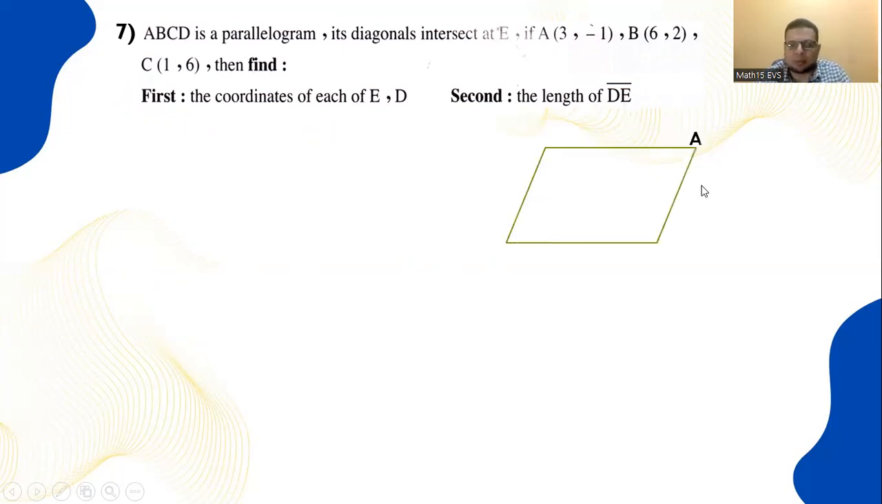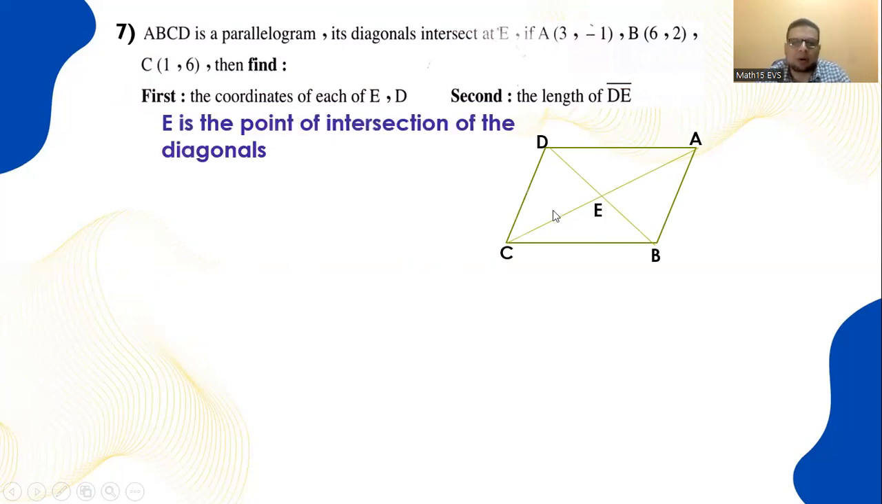First, I will draw the parallelogram ABCD. The diagonals here are AC and BD. You remember the diagonals bisect each other, so the intersection is E. So E is the midpoint of AC and BD. Okay, the two diagonals: E is the midpoint of the two diagonals. So E is the midpoint of AC, and also of BD, the same midpoint.